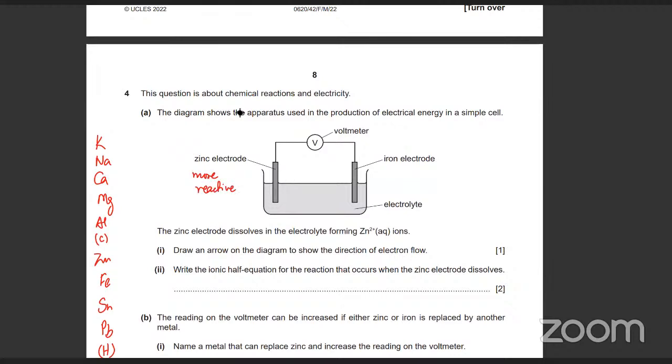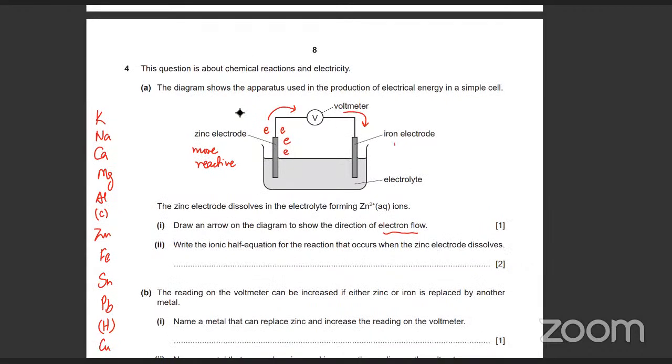So that means it really likes to lose electrons, and it would lose a lot of electrons, a reactive metal. So electrons would travel to the unreactive one. They always travel from the more reactive to the less reactive, and that's the direction of electron flow. Is that clear? Yes. Electrons always flow from the more reactive, because the more reactive is the one that's producing electrons.